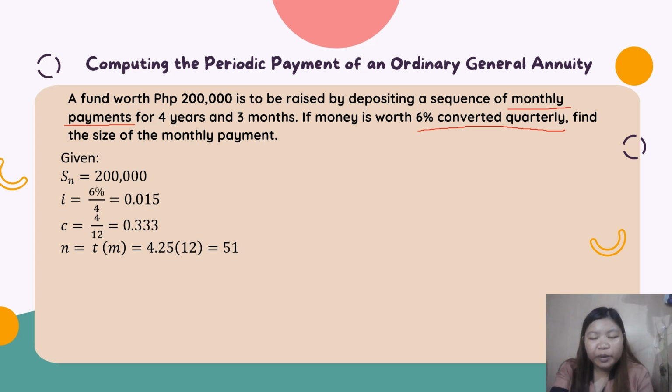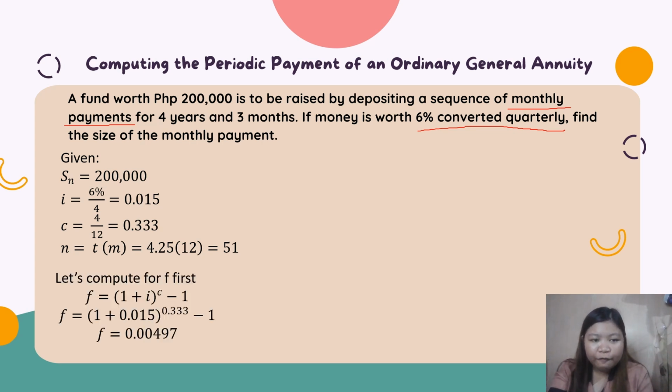Then next, we're going to find our f. So f is equal to (1 plus i) raised to c, minus 1. So substitute all of our values. Now we have (1 plus 0.015) raised to 0.333, minus 1. Then simplify it, so we have 0.00497.